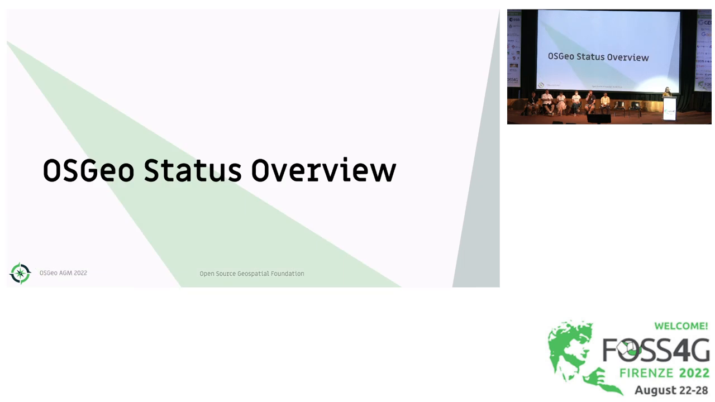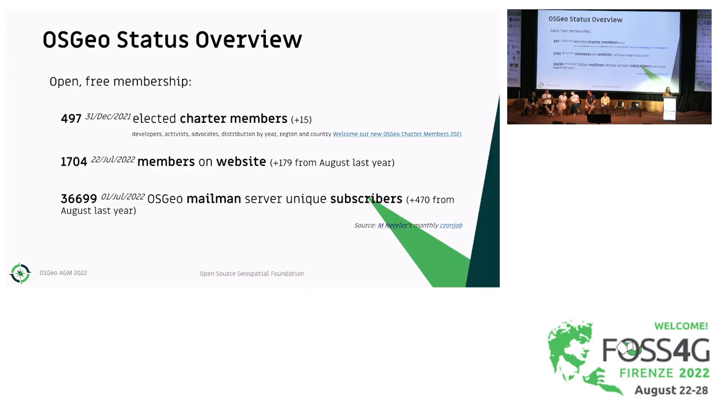And we're starting with the OSGeo status overview. Some of us were in charge of a section. So let's see. This is my responsibility. We have in total 497 elected charter members. 15 were added last year, and from all people around the world, we have 1,700 members registered on the website, and almost 37,000 members registered on any mailing list in OSGeo.